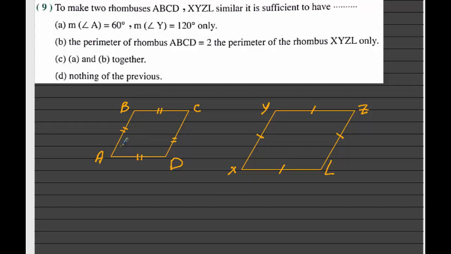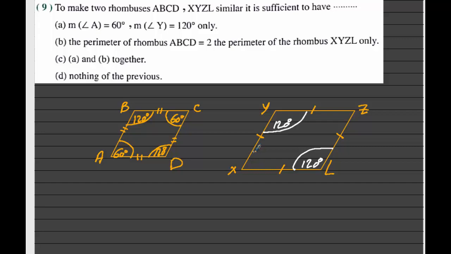Here we have the measure of angle A equals 60 degrees, and in the first one we can deduce the rest of the angle measures. So the measure of angle C also equals 60, the measure of angle B equals 120 degrees, and also the measure of angle D is 120 degrees. In the second one, the measure of angle Y equals 120 degrees, and we can deduce that the measure of angle L also equals 120 degrees.